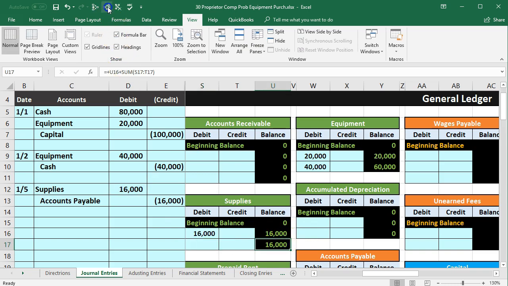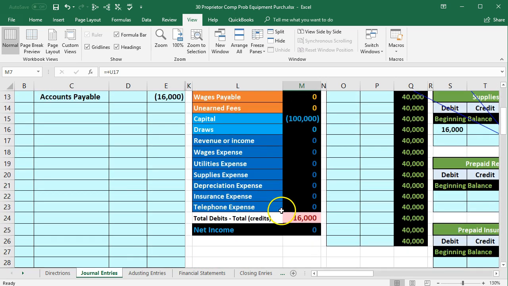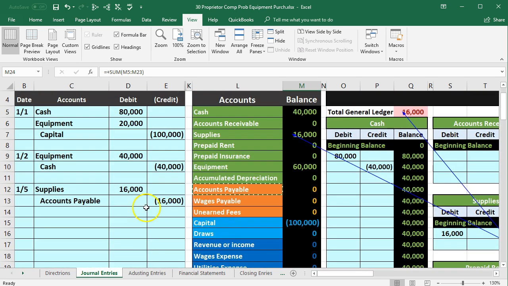That 16,000 then is used, thanks to the nice formatting of the worksheet, on the trial balance. If we click just to the left of the frozen panes and use our arrow key to go right, it'll pop back over. There's our 16,000. So supplies goes up, it's an asset. We're out of balance by 16,000 here until we record the other side to accounts payable.